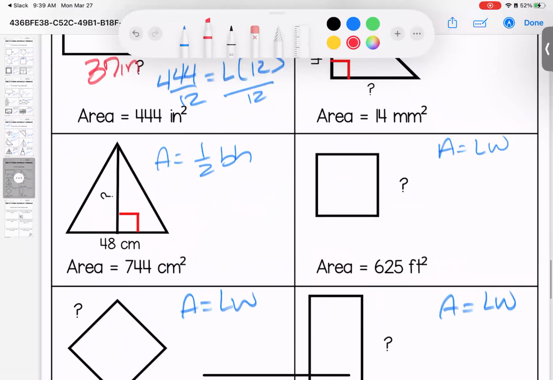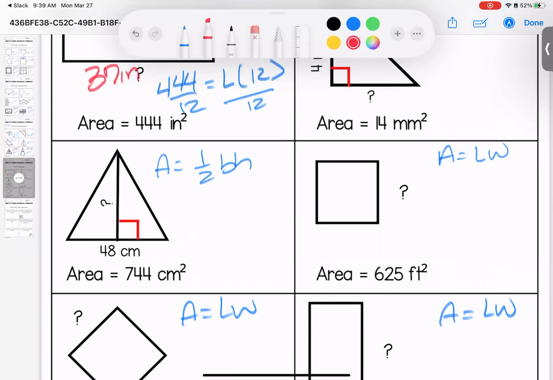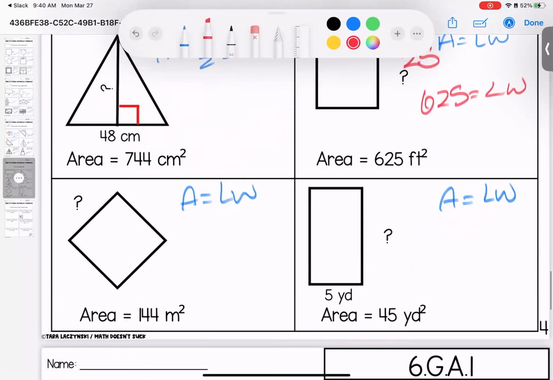Let's stick with just our quadrilaterals first. 625 is my area. I'm missing length and width, but I know that they are going to be equivalent. So I have some options. I know that when I multiply these two numbers together, it becomes 625. So I can think of my square numbers. If I'm not sure, I can do some guess and check, but I would find that 25 is the missing number because 25 times 25 is 625 for that one.